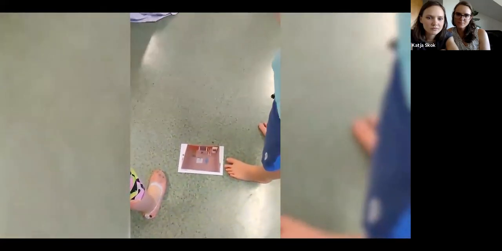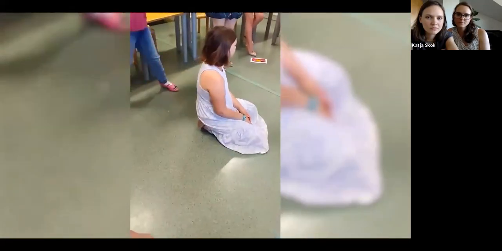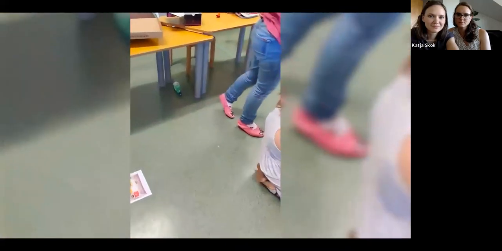We then counted the number of students standing next to each picture and then focused on 2 pictures, one with the least and one with the most number of students standing next to it.